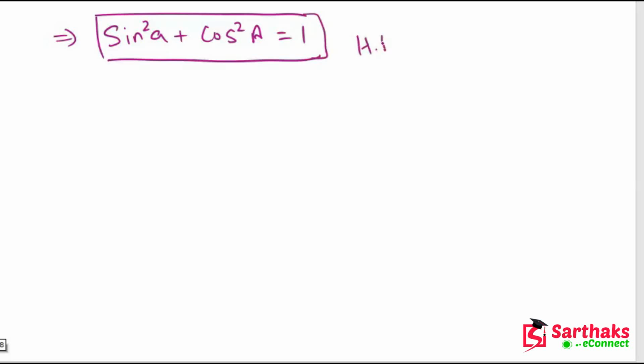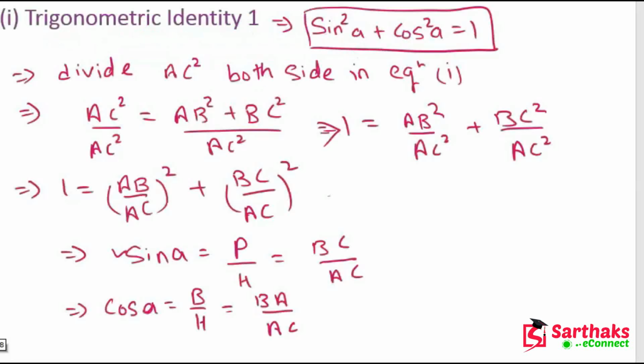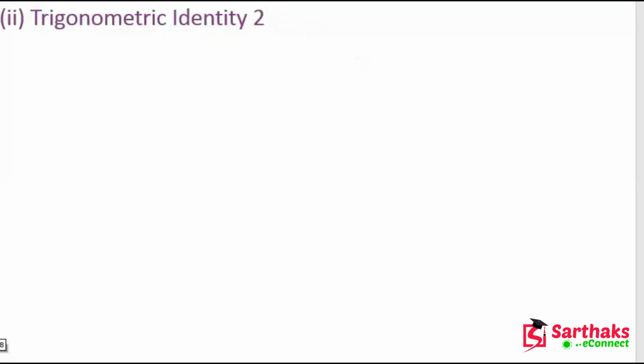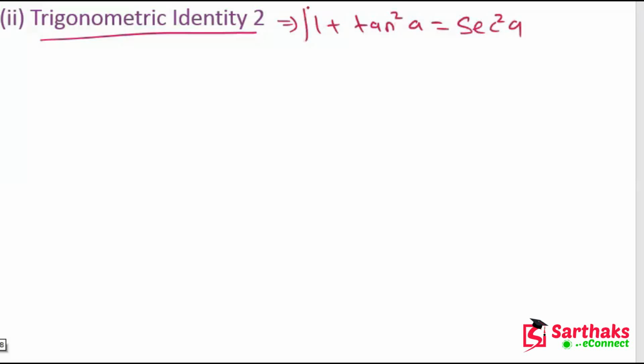This is our proof. Okay, so my dear friends, I hope you understand this. This is the proof of sin square A plus cos square A is equal to 1. Now the second trigonometric identity. So what is the identity? The identity is 1 plus tan square A is equal to sec square A. We have to prove this.